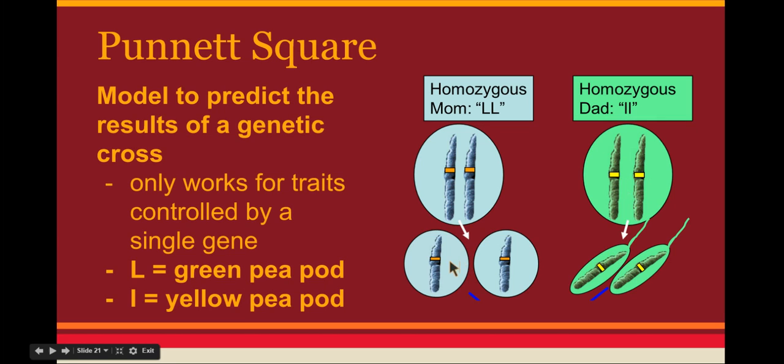When these divide through meiosis and form their new gametes down here, so here are mom's egg possible combinations and here's dad's sperm, we're going to look at what's going to happen when these combine. When a random egg cell combines with a random sperm cell, what are the chances of what we're going to see in our offspring?